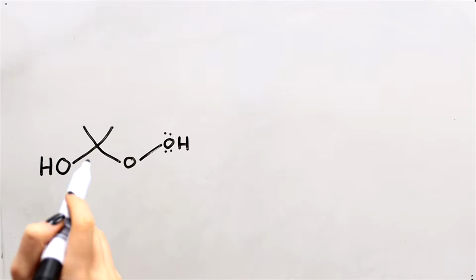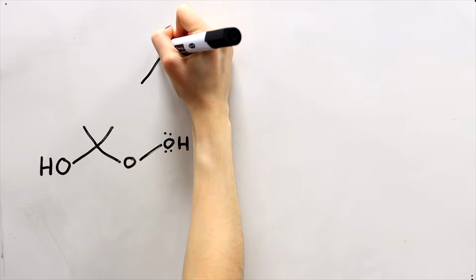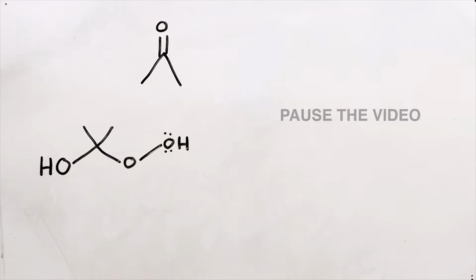So can you complete the next stage of this mechanism? Add another equivalent of acetone. This therefore forms dihydroxypropyl peroxide. So pause the video here and see if you can figure out how these two molecules react.